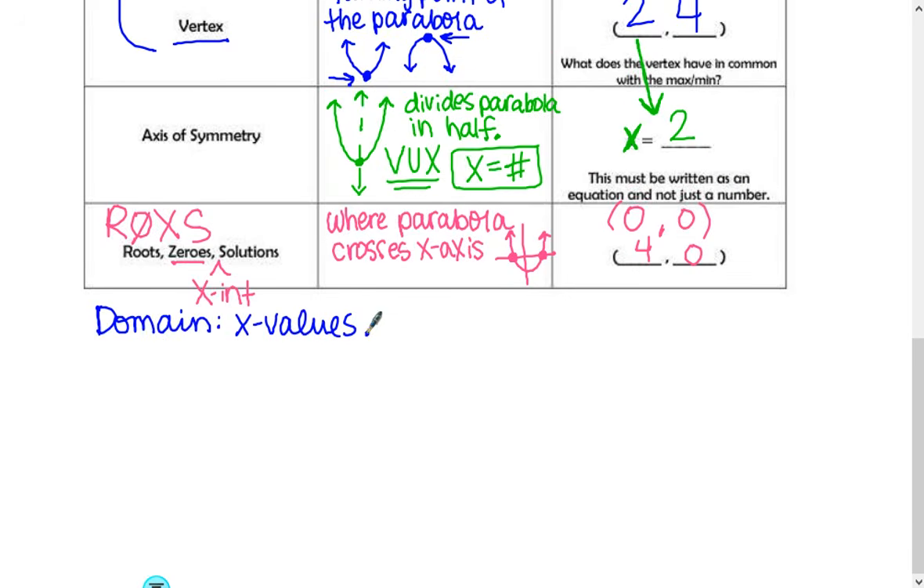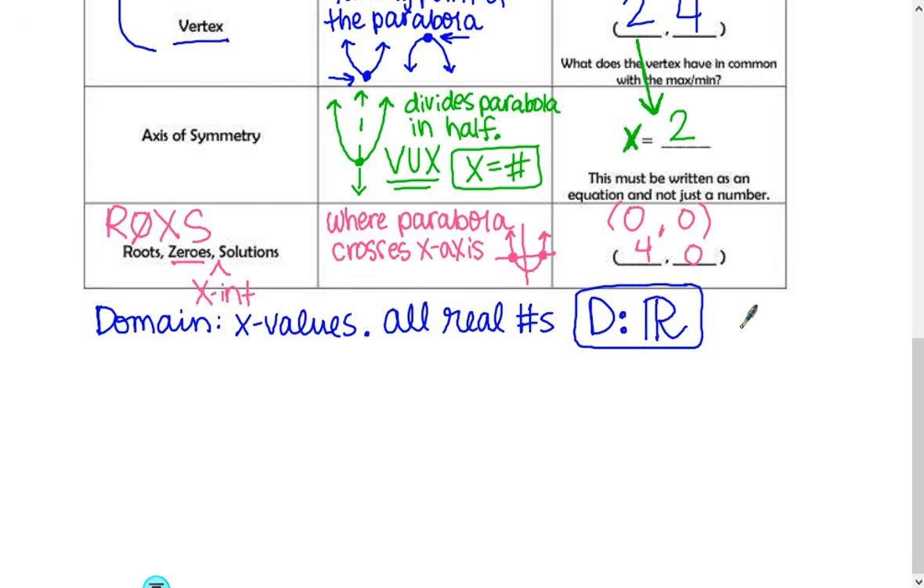Okay, and for our purposes, all real numbers. All of our quadratic functions for Algebra 1 will always be, the domain will always be all real numbers. Now remember, you can also use this symbol right here. It is an R with 2 downstrokes, and that represents all real numbers. So that's the domain for this graph. And then we'll talk about our range real quick.